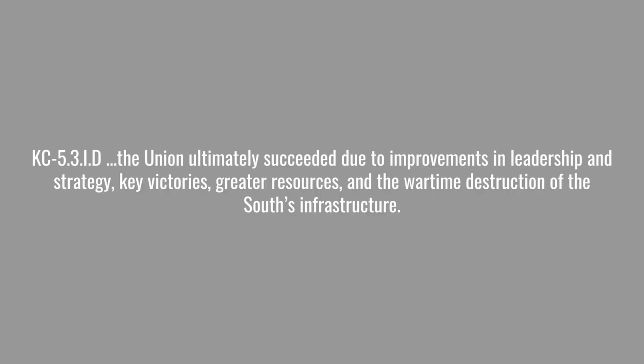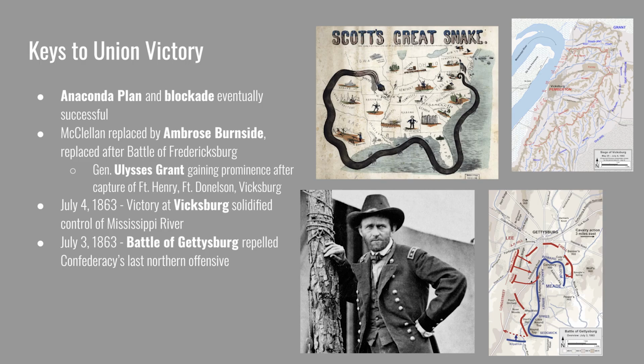The second part of the key concept says the Union ultimately succeeded due to improvements in leadership and strategy, key victories, greater resources, and the wartime destruction of the South's infrastructure. The main strategy of the war, developed by General Winfield Scott, was the Anaconda Plan. It started with a U.S. blockade of the entire southern coast, then a squeezing of the Confederacy by dividing it into different points.